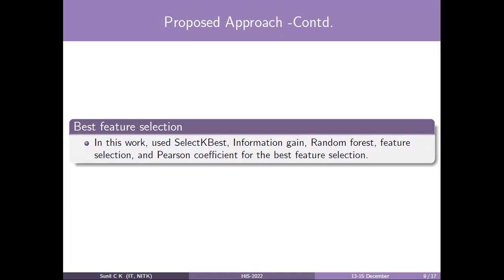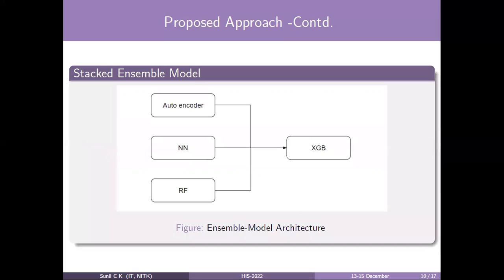These are the different machine learning models we have used to select the best features from the dataset. And we have applied a stacking ensemble model, where the autoencoder, neural network, and random forest are used as baseline models, and then we feed them into the XGBoost model to get the result.